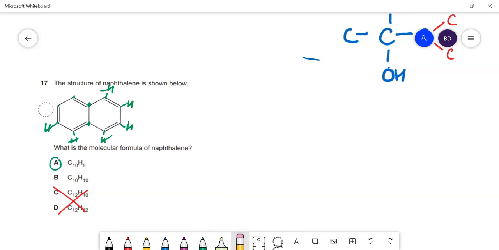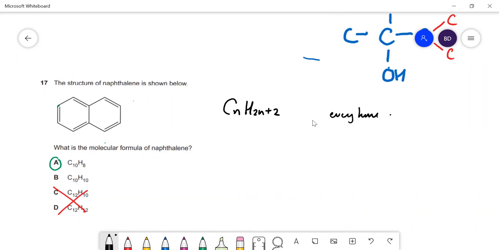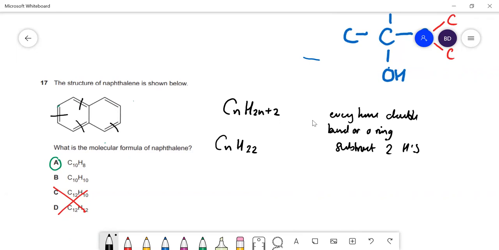There's another way of doing that if you want to double check, a quick, nice, easy way. Right, what you do is you start off with the number of carbons. You've got CnH2n+2. Now that's if it's saturated. Now every time you have a double bond or a ring, a cyclic thing, you subtract 2 H's. Okay, so we've got 10 carbons there, so it would be C10H22. But how many double bonds have we got? We've got 1, 2, 3, 4, 5. And how many rings have we got? We've got 2, so that's 7. So 7 lots of 2 is 14, and 22 minus 14 gives us 8, which is what we got there. So that's another way of doing it, a quicker way. It's very useful.